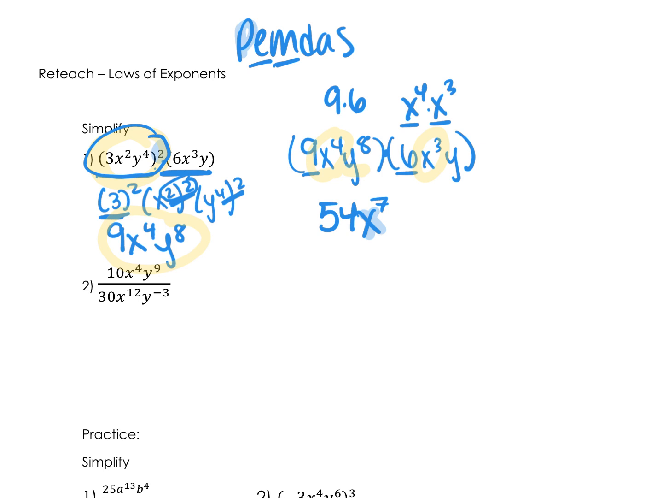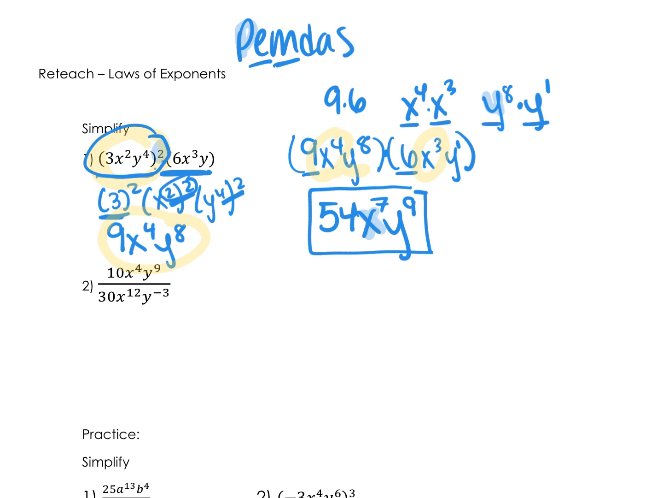And then you're also going to multiply together the y. So y to the 8th times y, and this is a little invisible 1 there. So y to the 1. So again, we can multiply those together because they have the same base. The y is the base, so then we add the exponents. 8 plus 1 is 9. So that would be our final answer there for number 1.